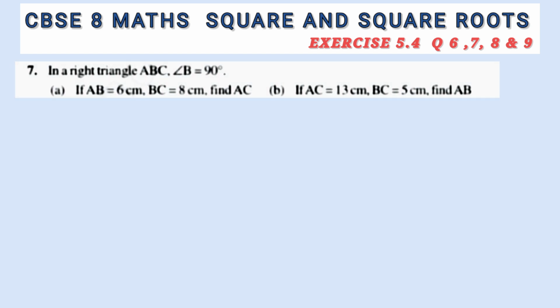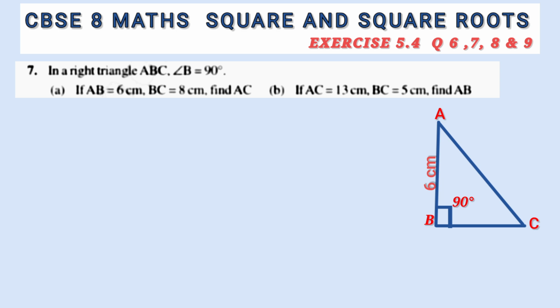Let us see what we have in question 7. In right triangle ABC, angle B equals 90 degree. We have two sub questions. In A part we are given AB equals 6 cm, BC equals 8 cm, find AC. Let this be our right angle triangle. We'll first label angle B as 90 degree and the other two vertices we'll label as A and C. We are given side AB equals 6 cm and side BC equals 8 cm. The side opposite to angle 90, that is AC, which is also the hypotenuse, we have to find.